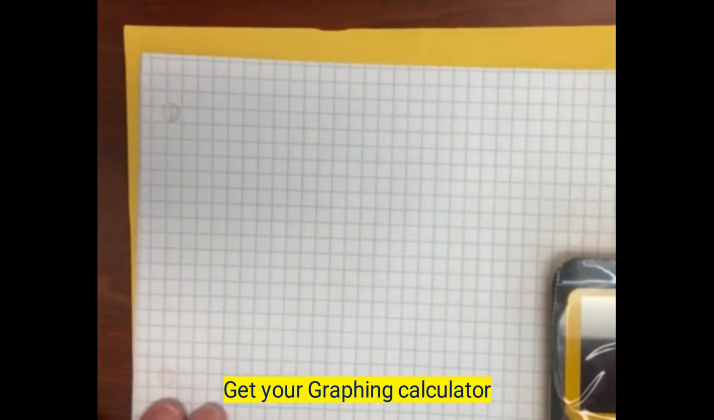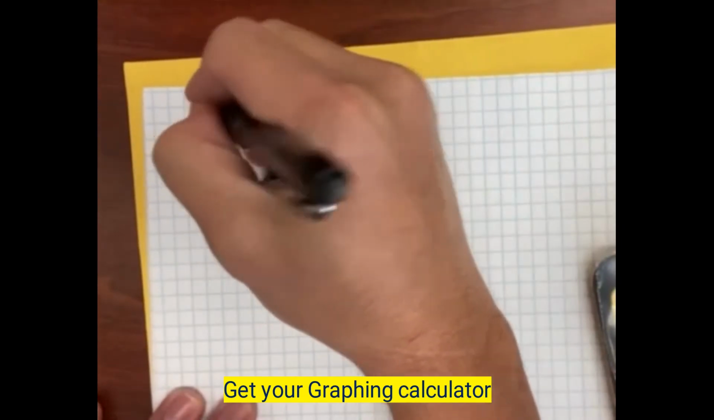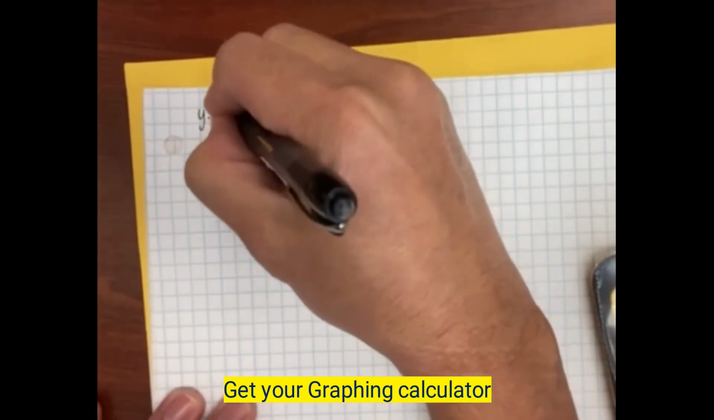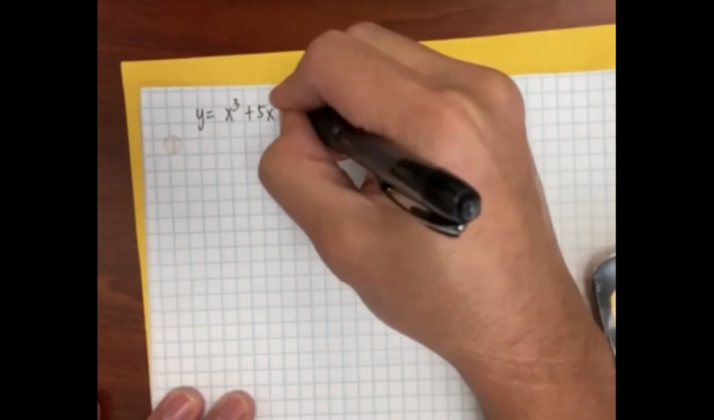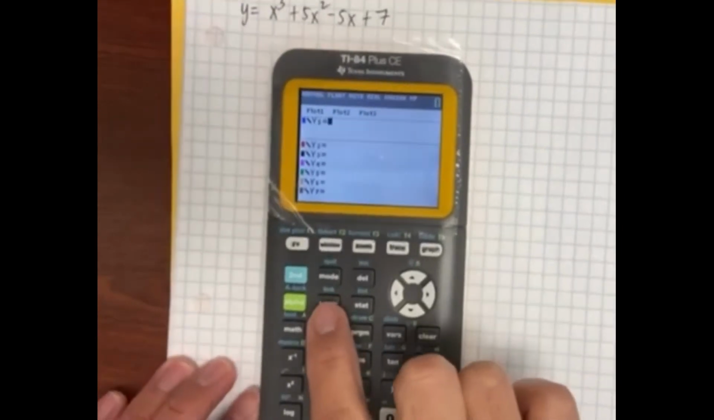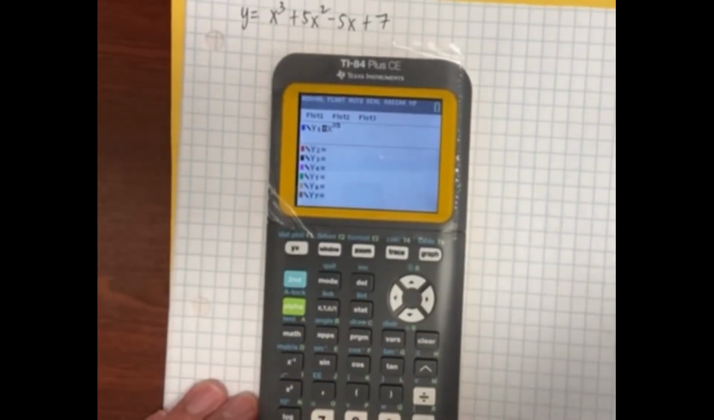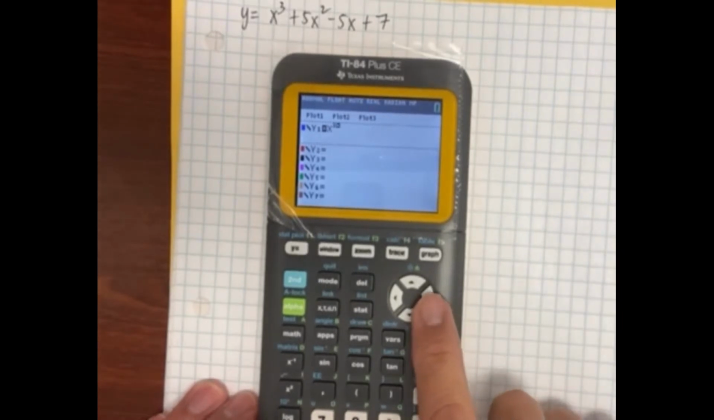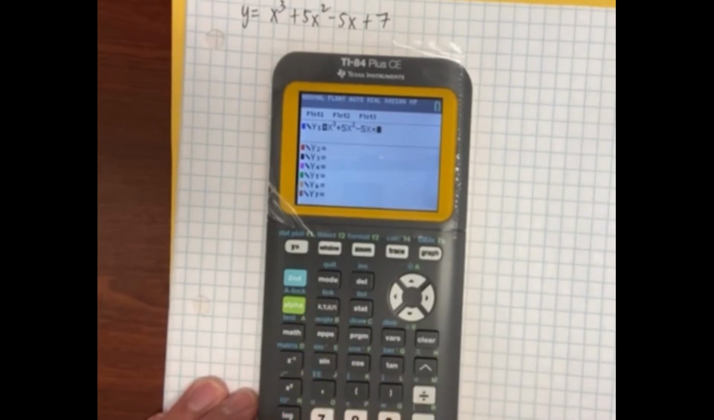Okay, so first let's have our problem. Our first problem here is y is equal to x cubed plus 5x squared minus 5x plus 7. Type x cubed, which is right here, to the third power, caret, third. Hit right side, 5x squared minus 5x plus 7.